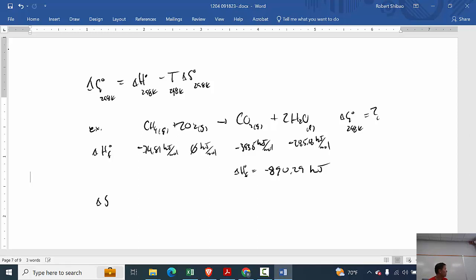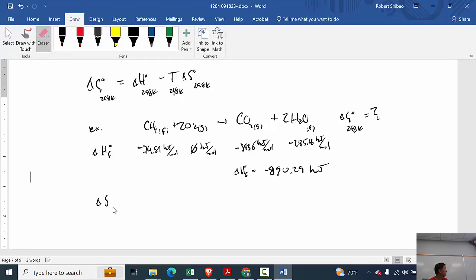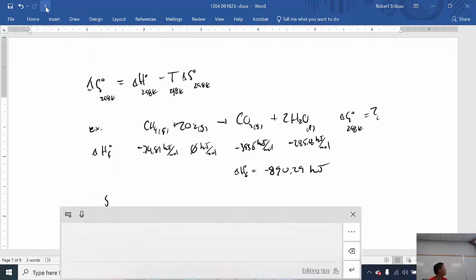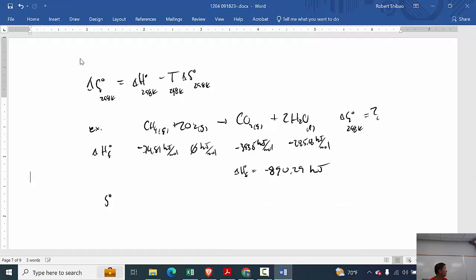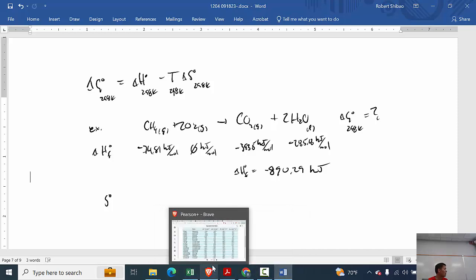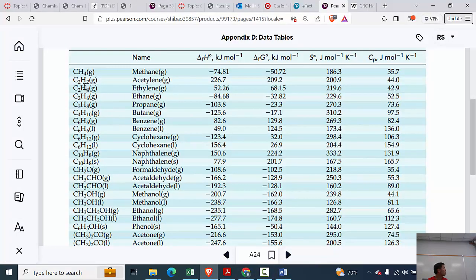Now we need to go to delta S. But the way we get delta S is not by getting the delta S's, we get the S's. And so we're going to get the standard entropies, absolute entropies for these. So let's go take a look. How about this? O2, should it be 0? No, O2 is not 0. O2 is going to have an entropy, so we're going to have to look that up in the table as well.